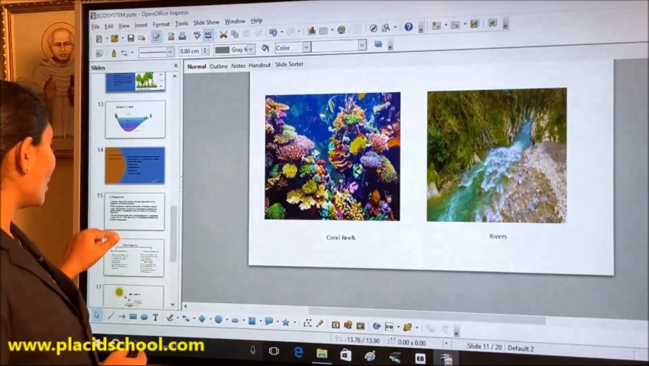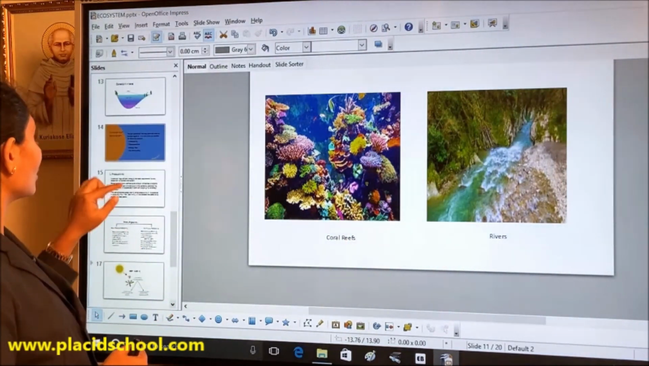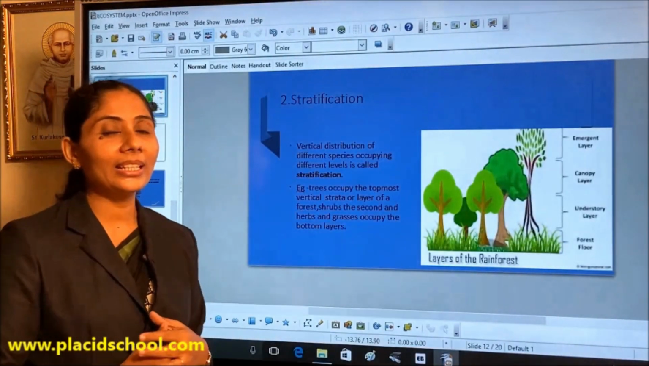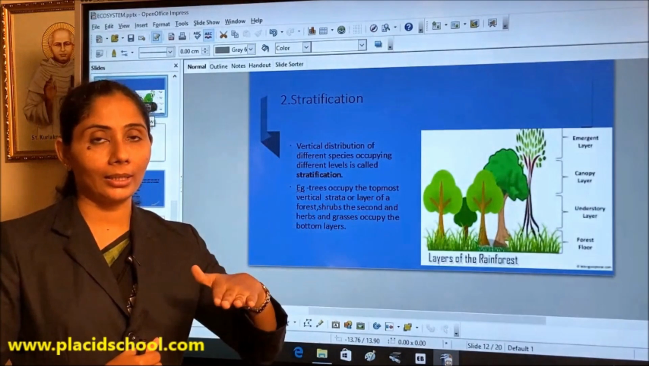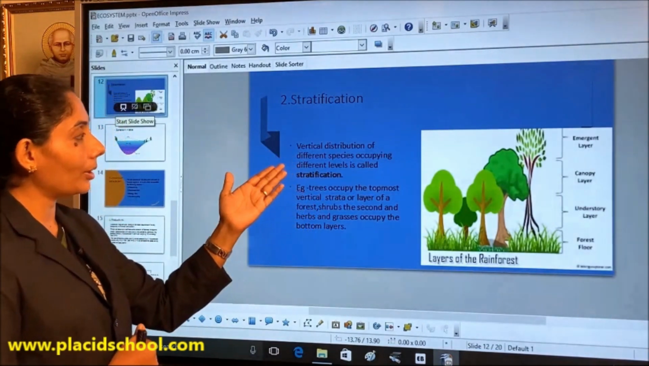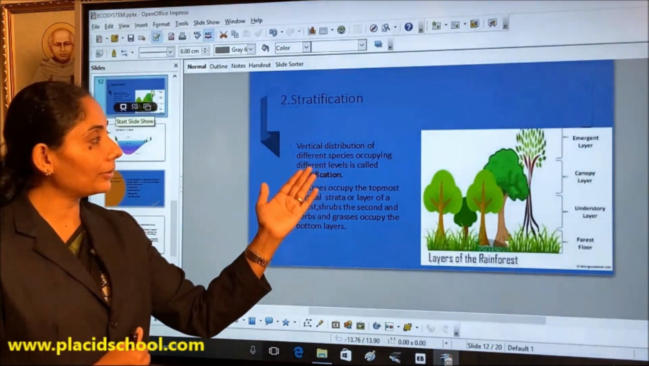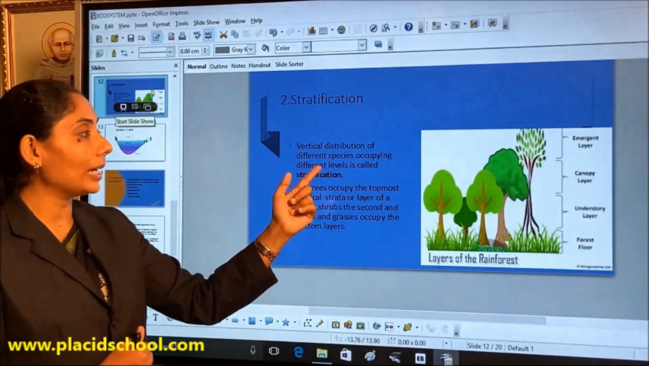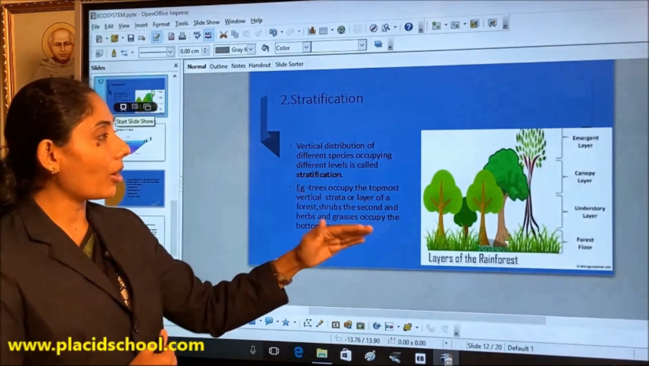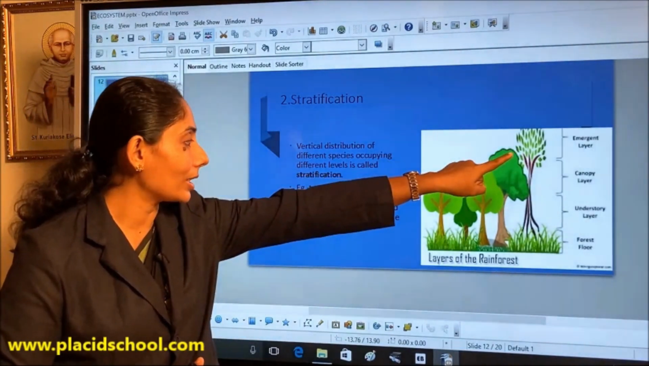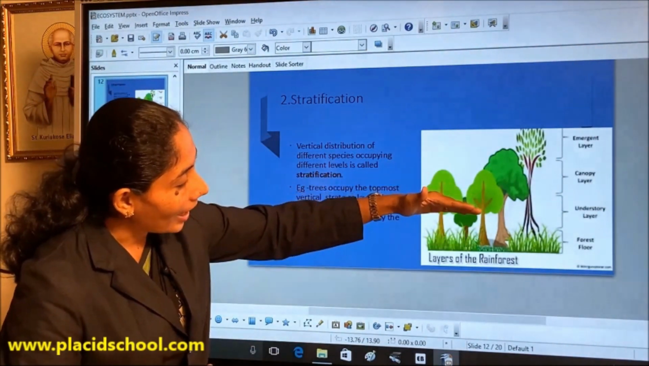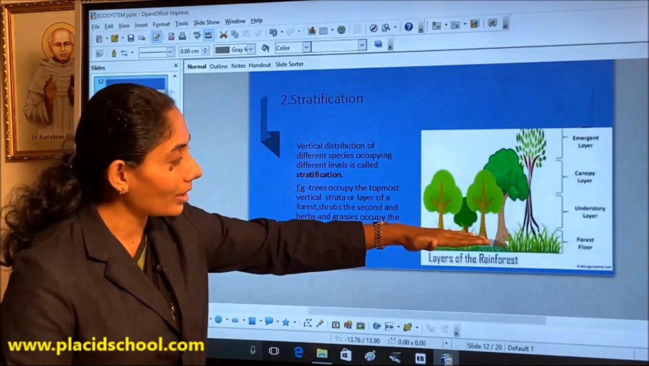Now next is another ecosystem structure. Another thing about ecosystem structure is that each ecosystem will show stratification. I hope you know what strata is. Strata means layers or different zones. So I'll read it out from here. Vertical distribution of different species occupying different levels is called stratification. For example, trees occupy the topmost vertical strata or layer of a forest. Then you have the smaller trees and the shrubs, followed by small grasses or herbs.